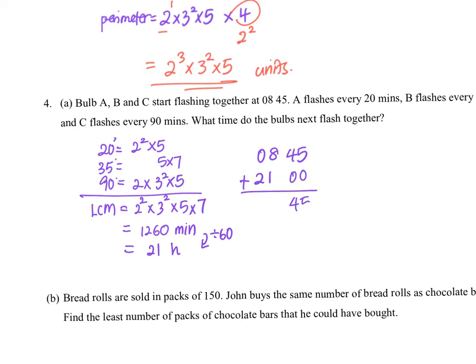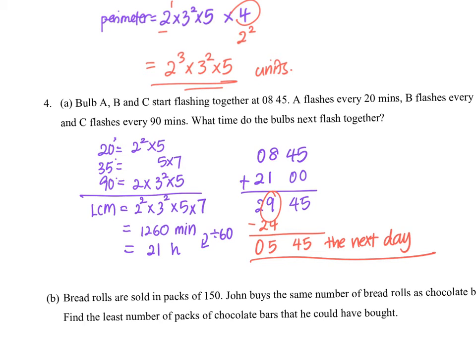That gives me what timing? This one becomes 29. What does this 29 mean? One day only has how many hours? 24 hours. So is it the same day or the next day? It will be the next day already. Then I must minus the 24, correct? To give me 5:45 a.m. The next day. Must tell them it's the next day. Okay.